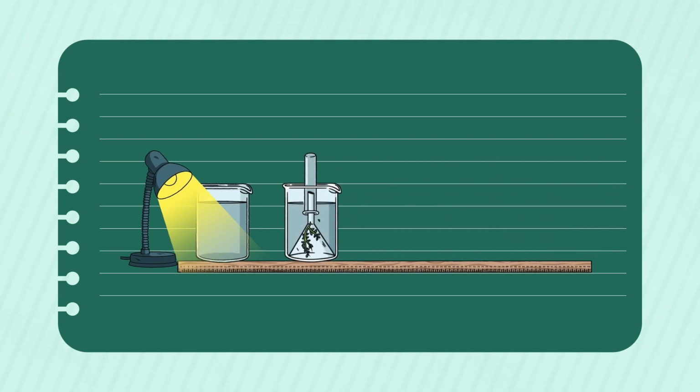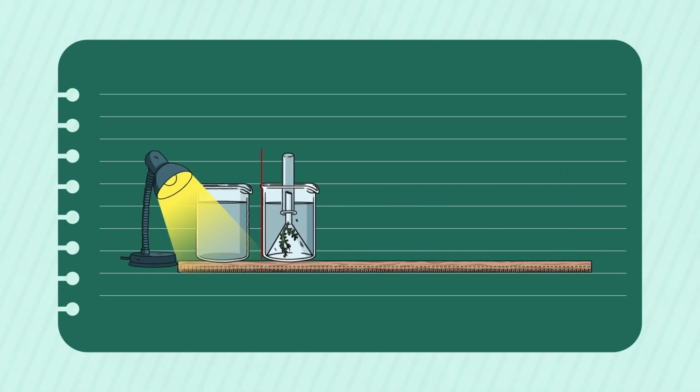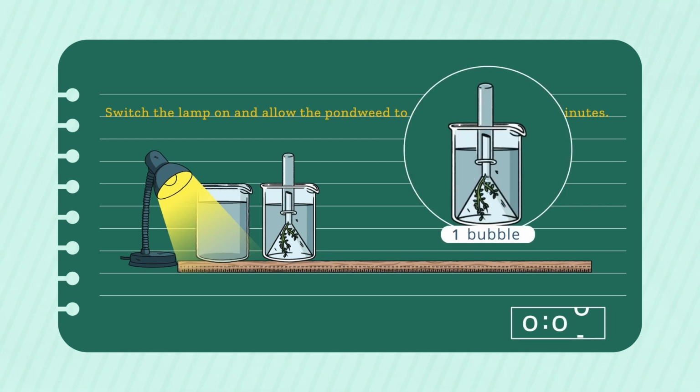Position the edge of the beaker containing pondweed at the 20 centimetre mark on the ruler. Switch the lamp on and allow the pondweed to acclimatise for 2 to 3 minutes. Start a timer and count the number of bubbles of oxygen that the pondweed produces in 1 minute.